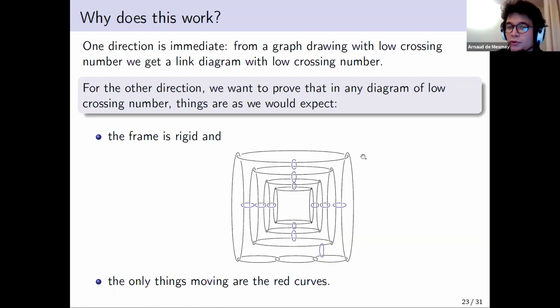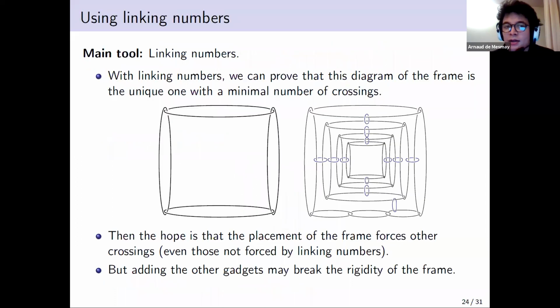And the way we prove it is by proving first that the outside thing, the frame, is a rigid thing. And then this rigidity from the frame will mean that the only thing that can move will be the red curve, and this will be fine. And basically proving that this frame is rigid, you can do this by hand using only linking numbers. As we said, linking numbers tell you that basically the top node here will be forced to cross, let's say, the left node here. So you have these crossings and they have to be there.